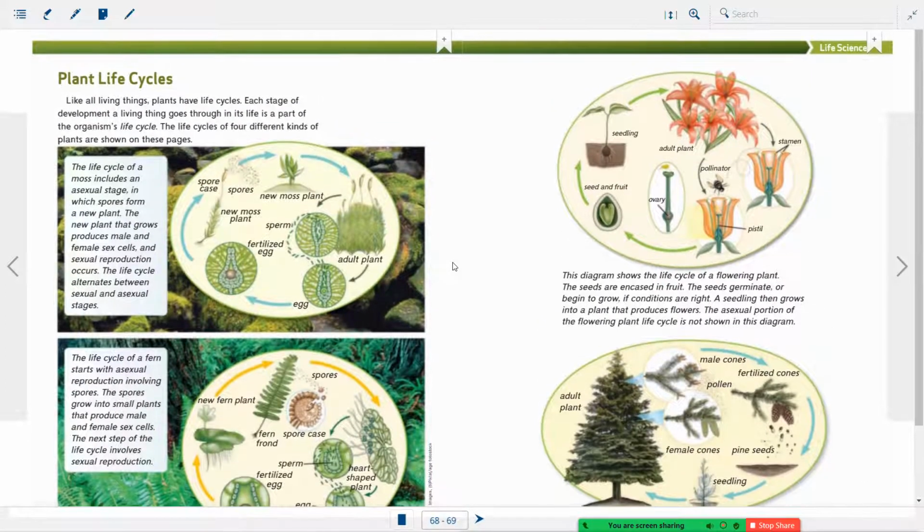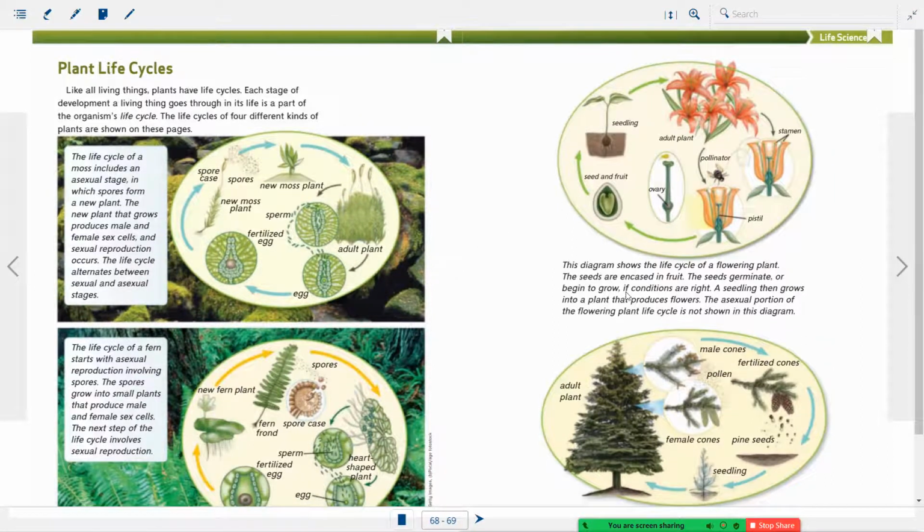The diagram shows the life cycle of a flowering plant. The seeds are encased in the fruit. The seeds germinate or begin to grow. If conditions are right, a seedling then grows into a plant and produces flowers. The asexual portion of the flowering plant life cycle is not shown in this diagram.